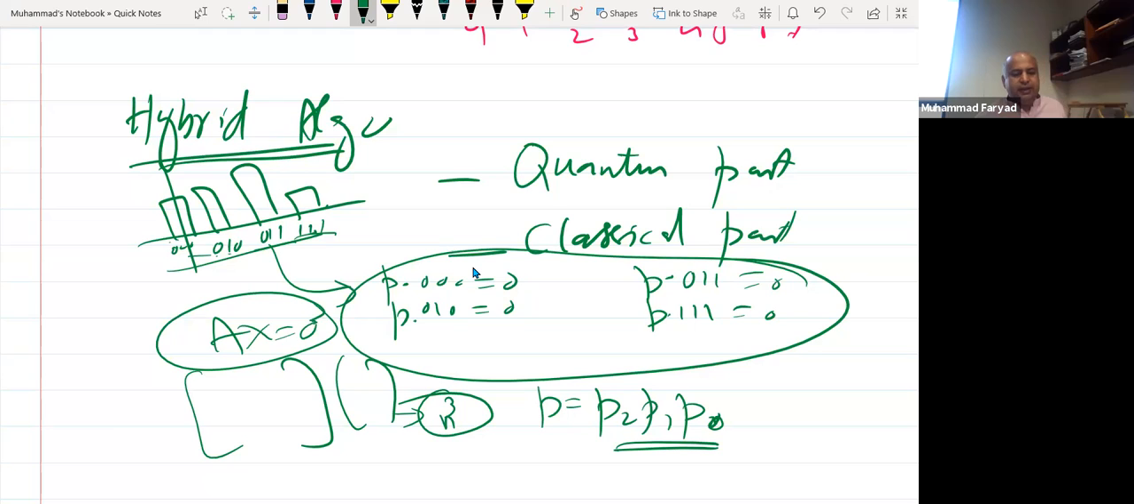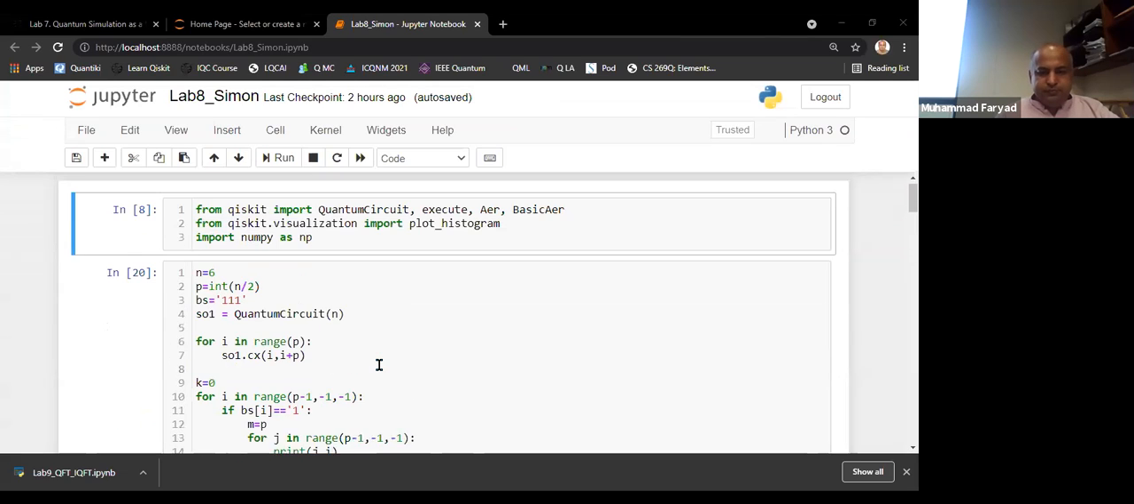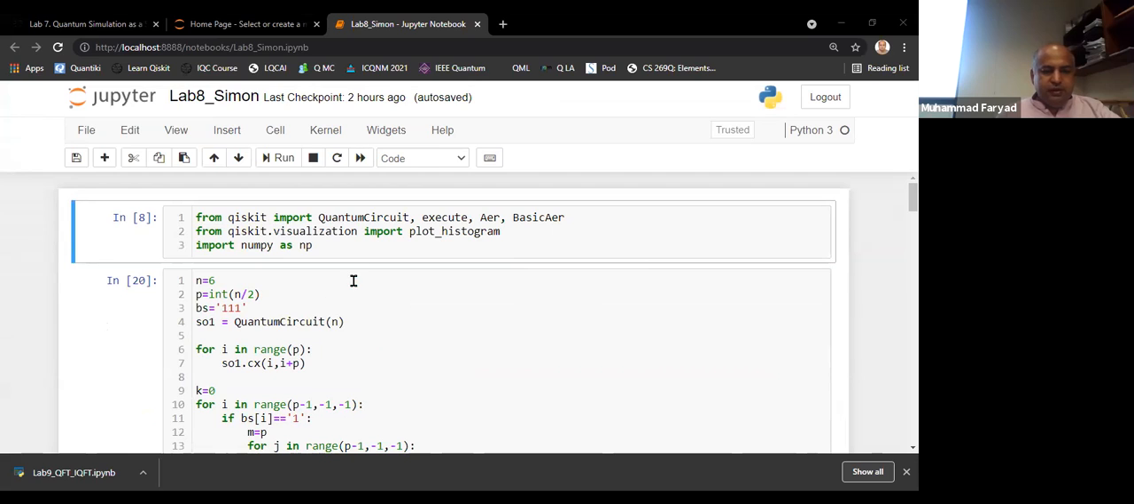Okay, so this is an algorithm, which is actually a simple example of a hybrid algorithm that partly runs on a quantum computer and partly on a classical computer. Okay, so let me now show its implementation on Qiskit. For that, let's stop sharing this part. We start sharing Jupyter. Okay, so here I start with importing this quantum circuit, execute, Aer, BasicAer. Let's execute this one.